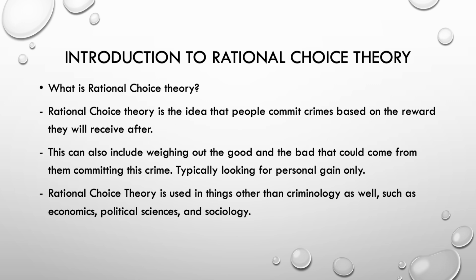Introduction to Rational Choice Theory. What is rational choice theory? Rational choice theory is the idea that people commit crimes based on the reward they will receive after. This can include weighing out the good and the bad that could come from committing this crime, typically looking for personal gain only. Rational choice theory is used in things other than criminology as well, such as economics, political sciences, and sociology.